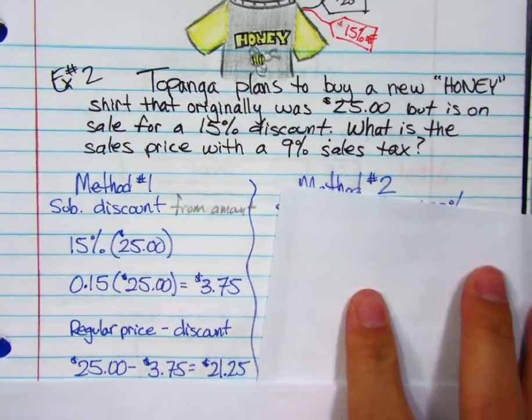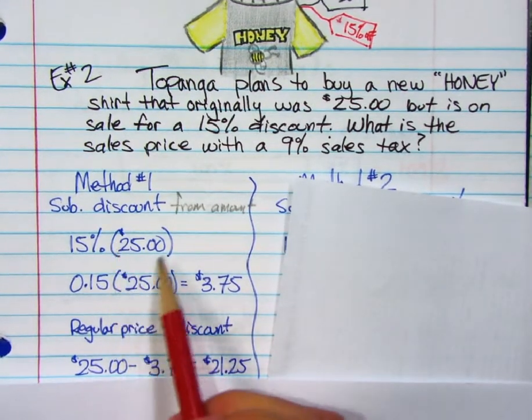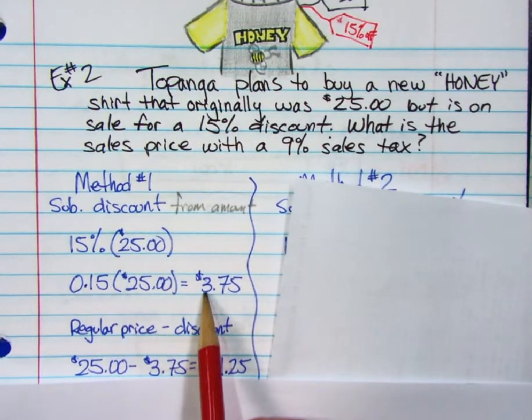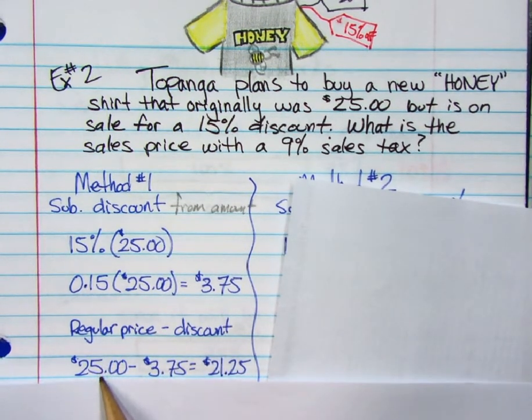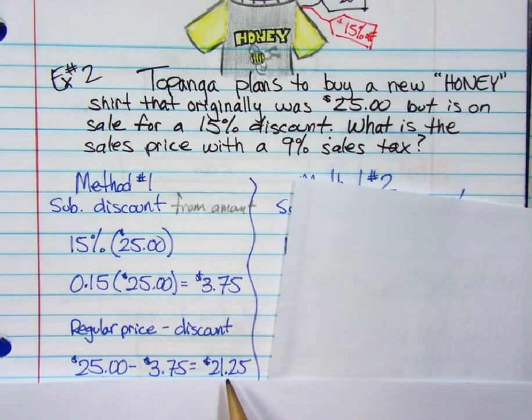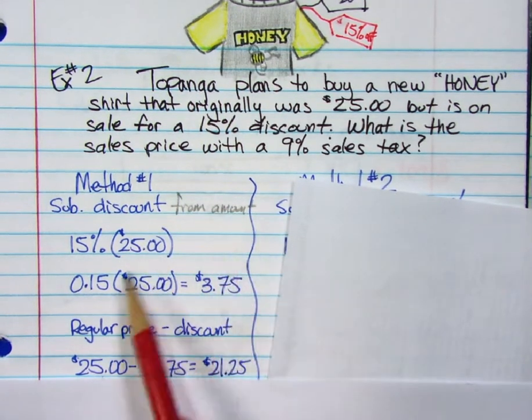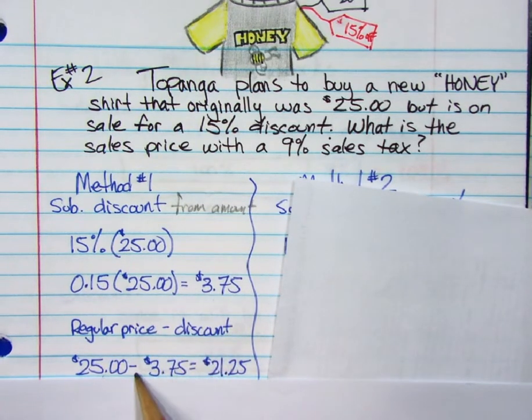Here we go. I'd go 15% of $25. Well, that's going to be $3.75. And then I would take my regular price. It was originally $25. I subtract the discount, and I end up with $21.25. So that's method number one, right? Find the percent off, take the percent off the total, you get your answer. Totally fine to do this.